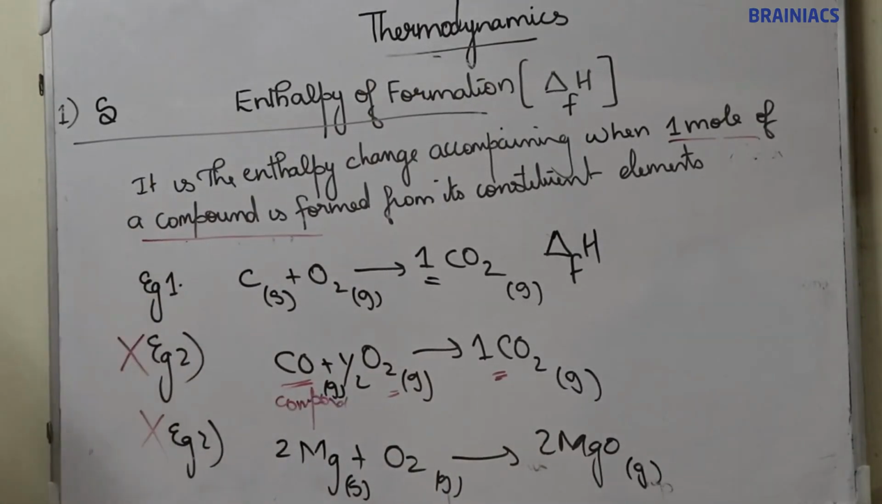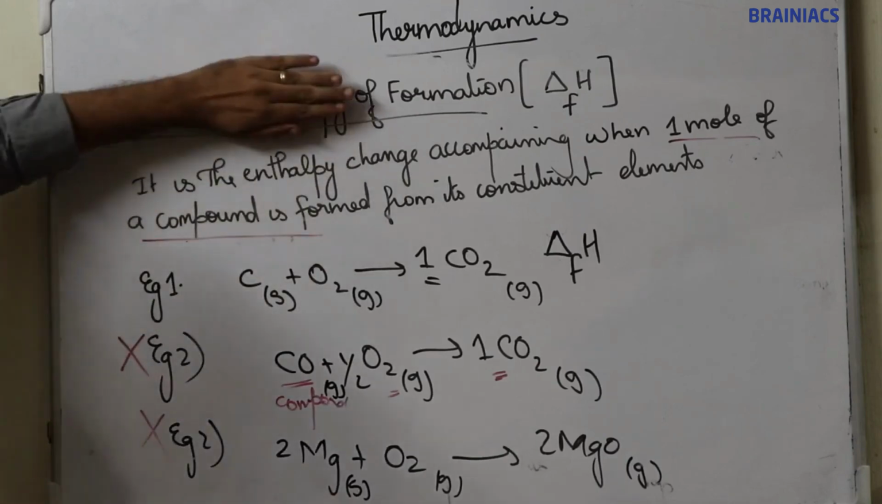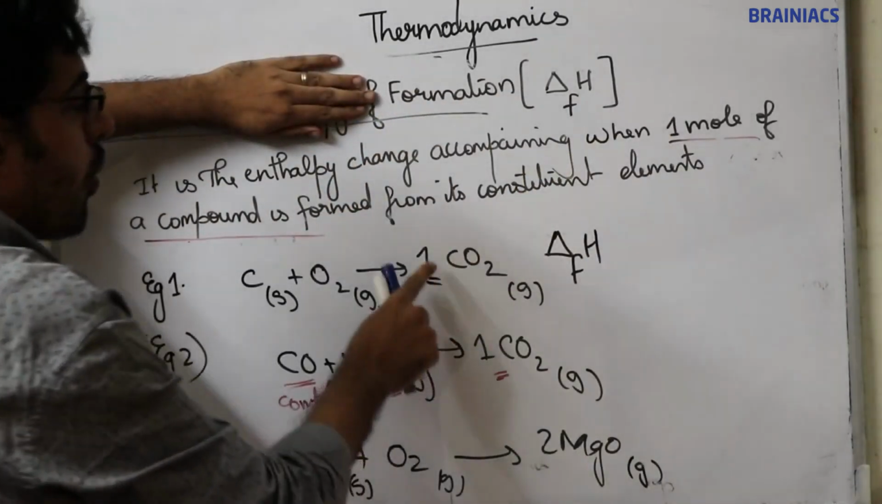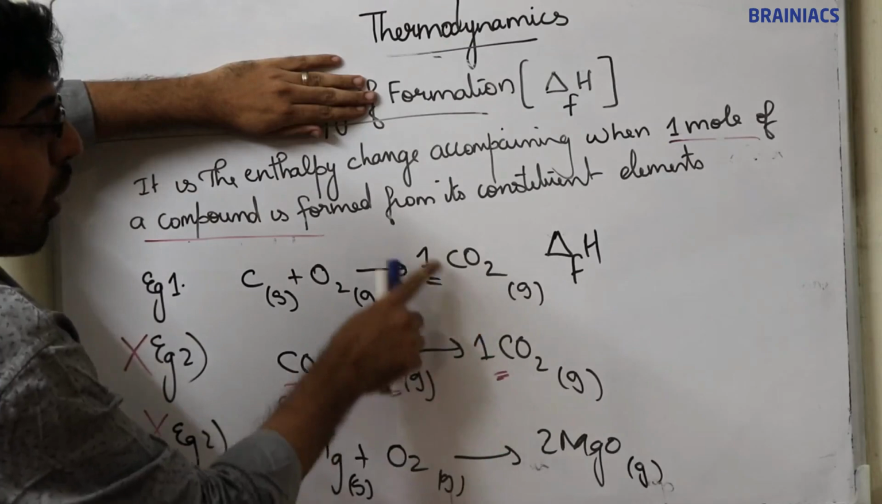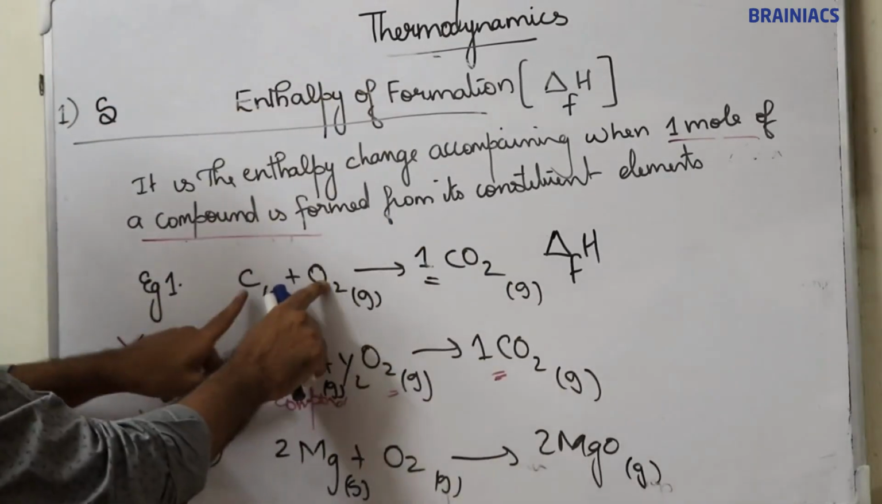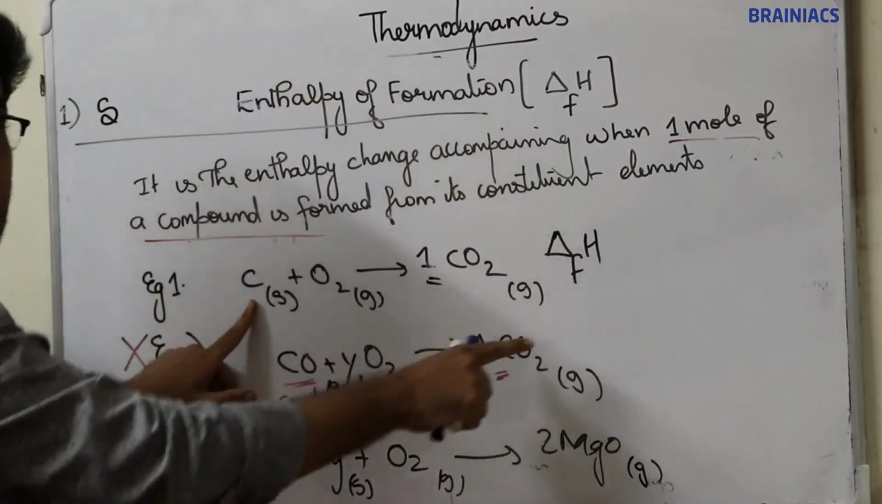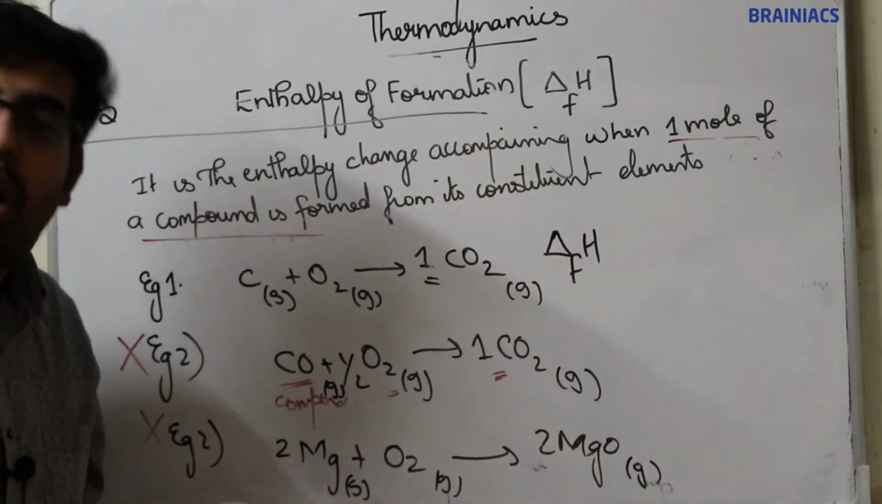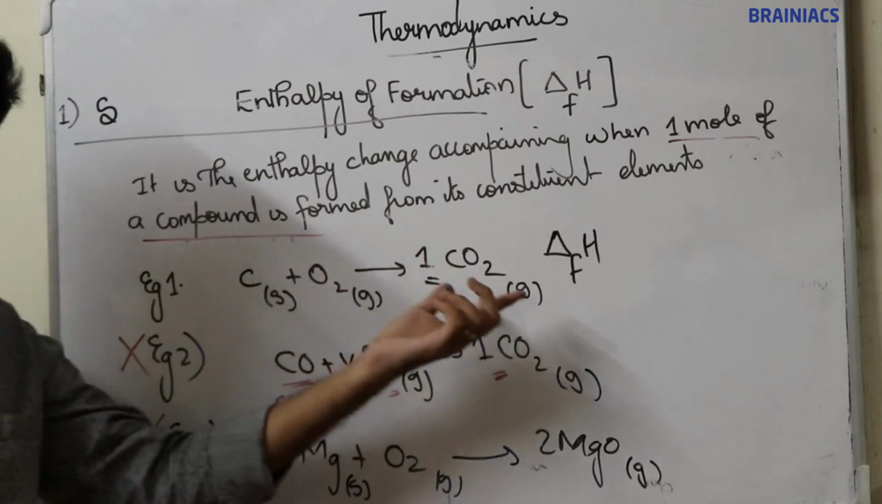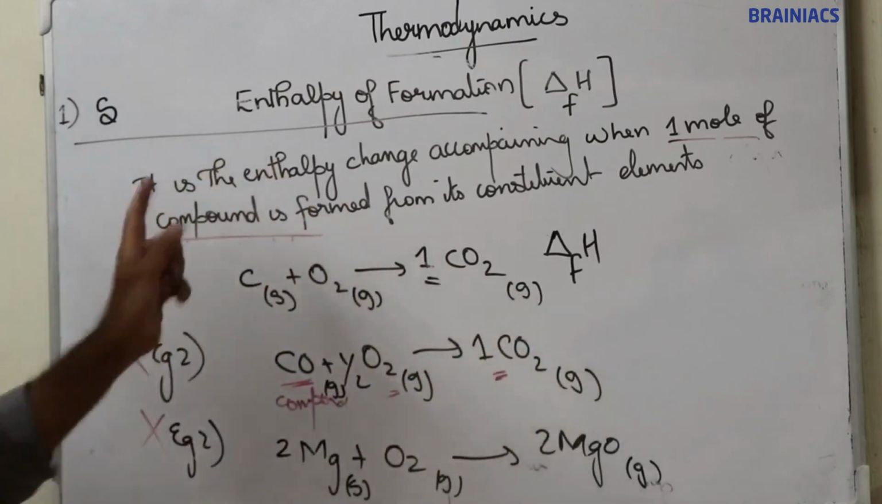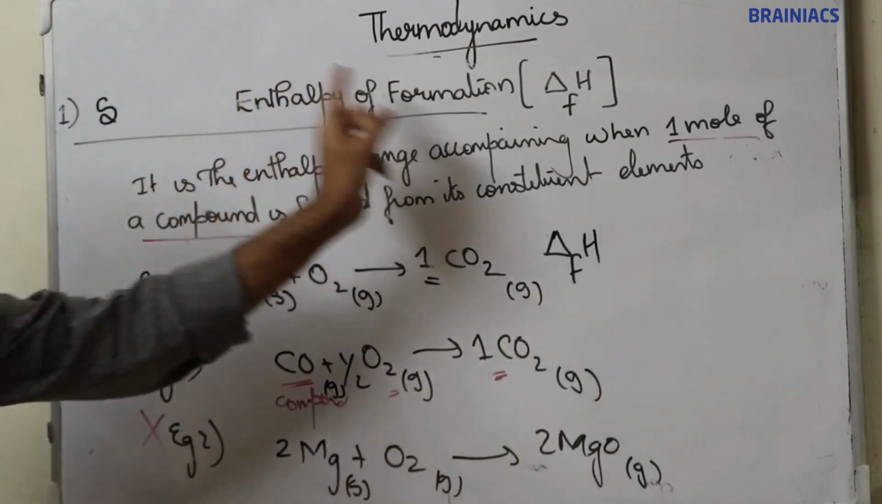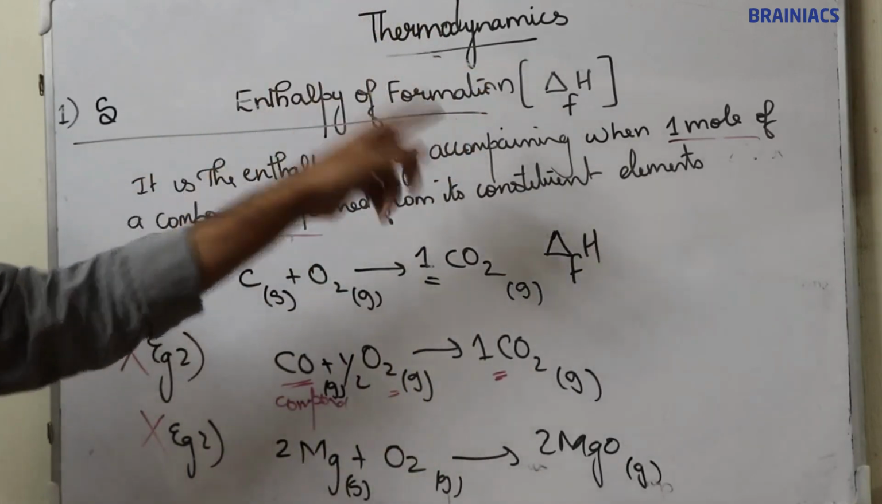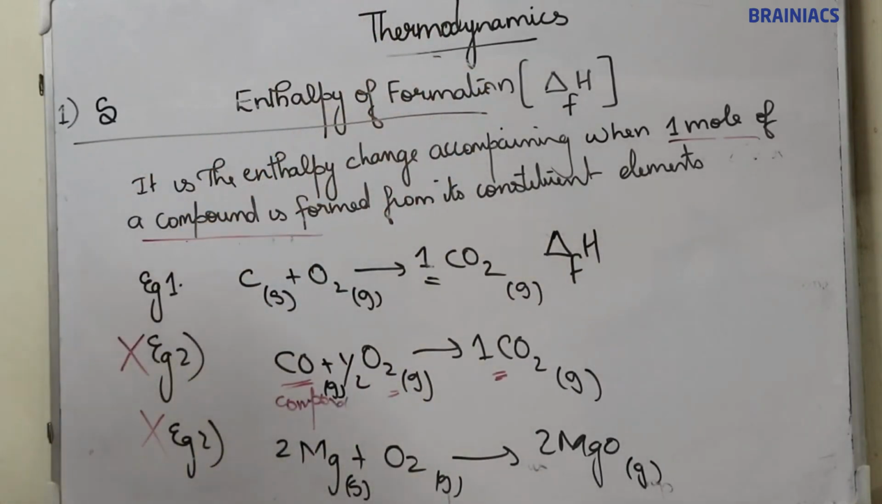So what is a formation reaction? Formation reaction means 1 mole of compound is produced from constituent elements. Those reactions are known as formation reactions. Always when a reactant converts to product, there is a change in enthalpy, and that enthalpy change is known as enthalpy of formation, represented by delta HF. I think it's clear.